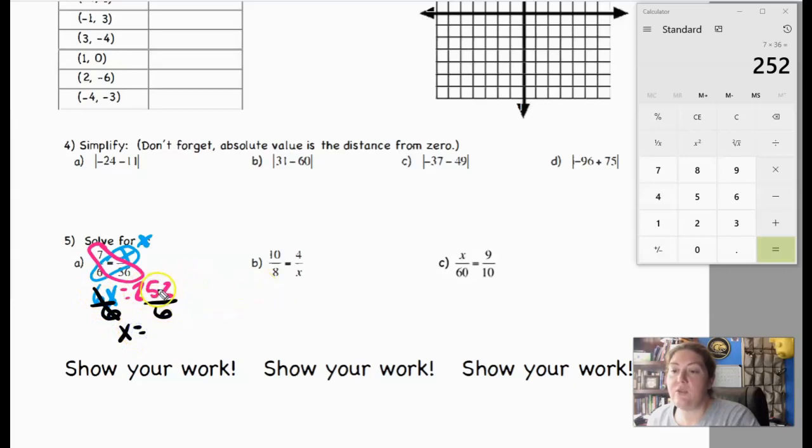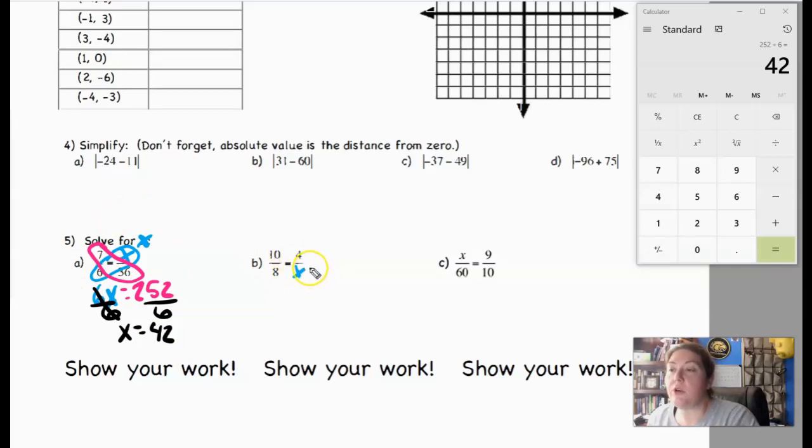So I need to say 252 divided by 6. So 252 divided by 6 gives me 42. So my answer is 42. That's it. That's all there is to this. We'll do one more together where our variable, where Mr. X, is sitting down here on the bottom. We're going to do the exact same thing.